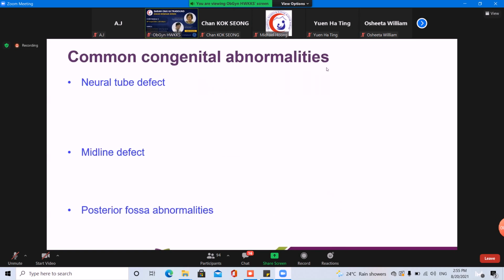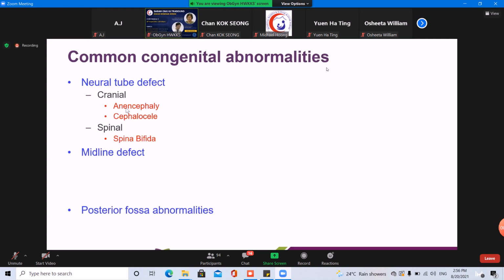After knowing the anatomy of the brain, and how to scan the brain and the spinal cord, we can go on to see some common congenital abnormalities of the brain and the spine. For the brain, the common congenital abnormalities are neural tube defect, midline defect, and posterior fossa abnormalities. Now, neural tube defect is by far the most common, and it can be in the head or in the spine.